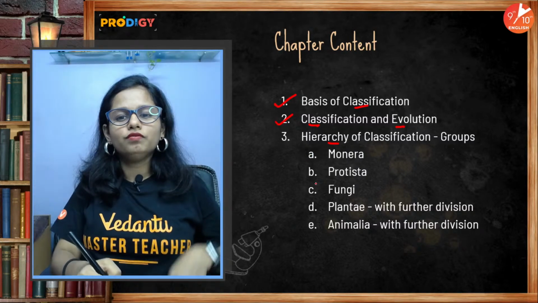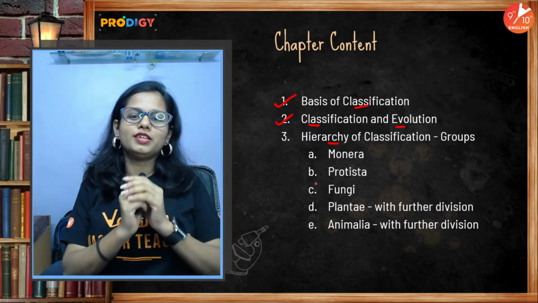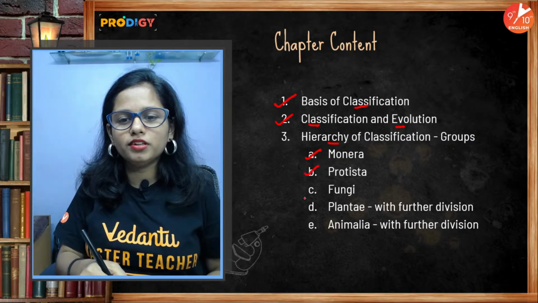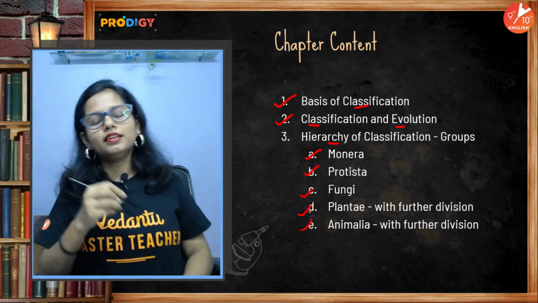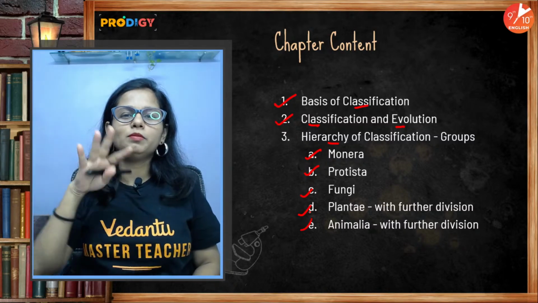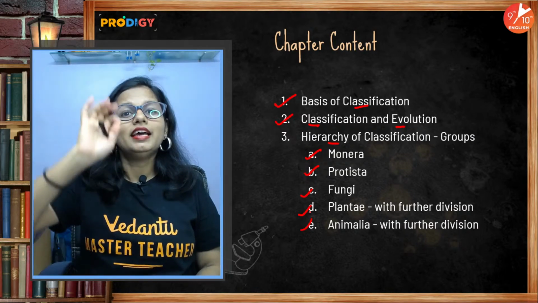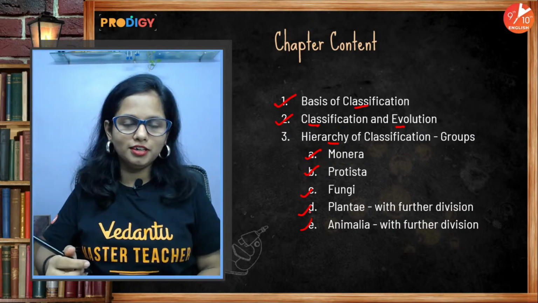So then we will be studying the five kingdom classification proposed by R.H. Whittaker: Monera, Protista, fungi, plantae, and Animalia. But most importantly, we will be studying the entire plant classification in detail. We will be studying the entire animal classification in detail.